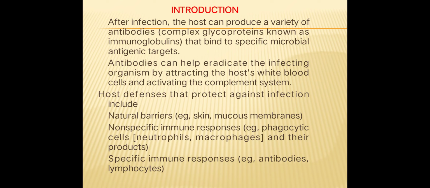Let's see the introduction. After getting an infection, the host can produce a variety of antibodies, that is, complex glycoproteins, which are commonly known as immunoglobulins, and that bind to specific microbial antigenic targets. Antibodies can help to eradicate the infecting microorganisms by attracting the host WBC cells and activating the complement system.